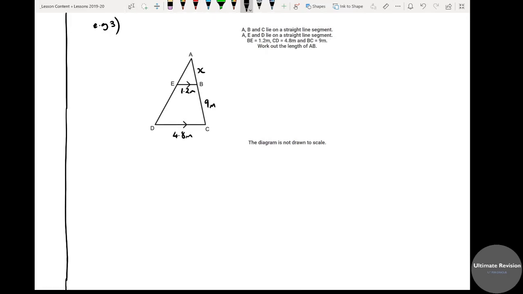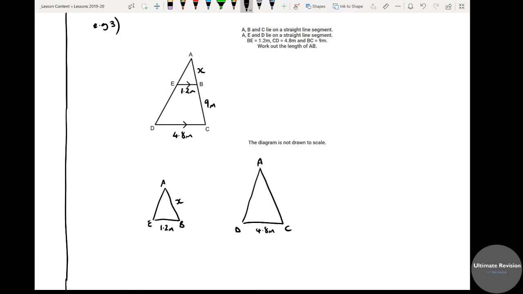Right, now step 1, redraw. So we've got the little one. Let's draw the big one to the right. Okay, and let's label on what we've got. So this is A, E, B. That's X. That's 1.2 meters. On the big one, it's A, D, C. So that's 4.8 meters.